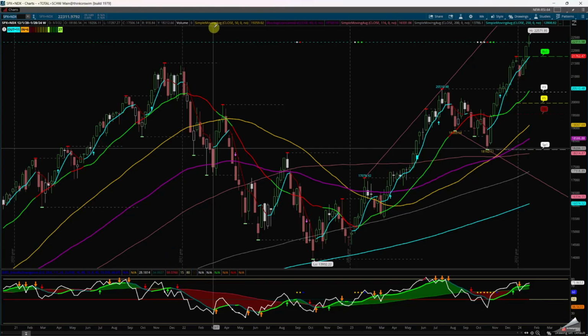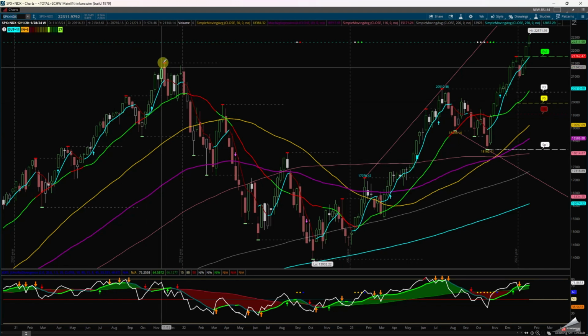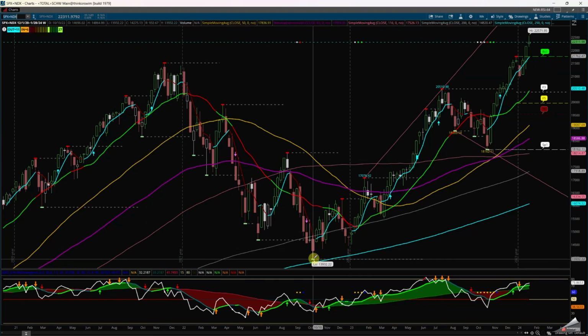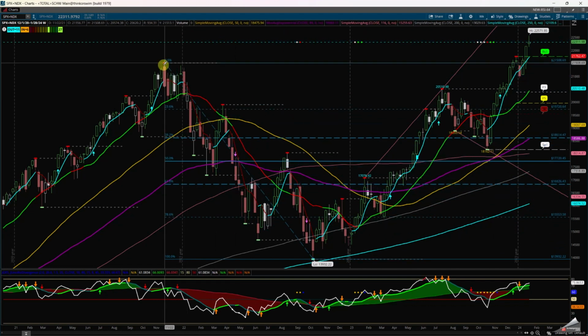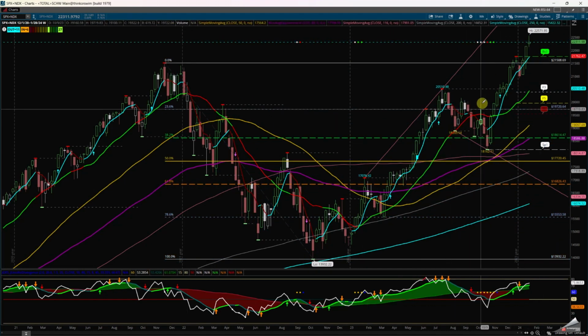Let's go to the first slide here, and I have the S&P and the Nasdaq combined. Even if I draw a Fibonacci from this high all the way to this low, or vice versa, you can see that we basically did the same range in the following year.